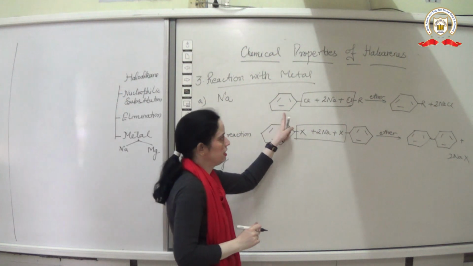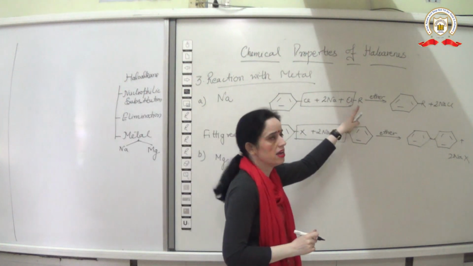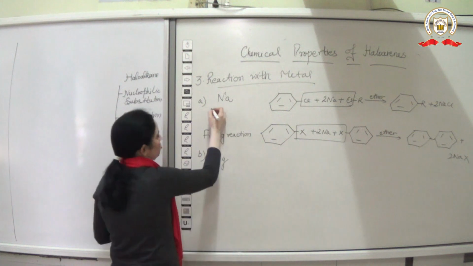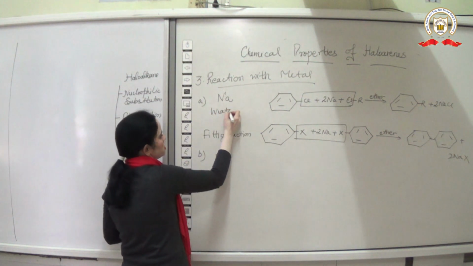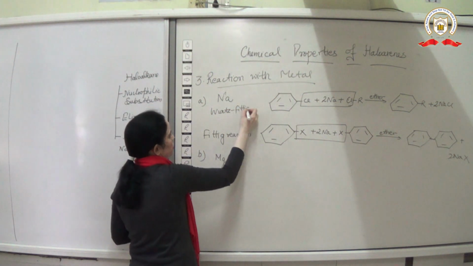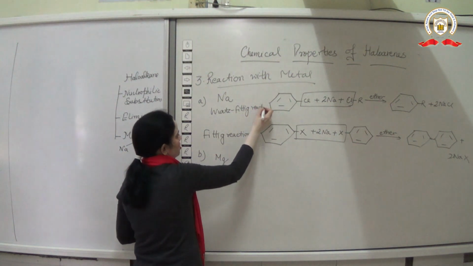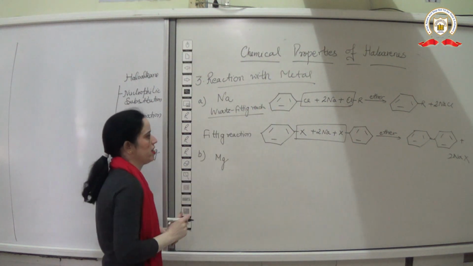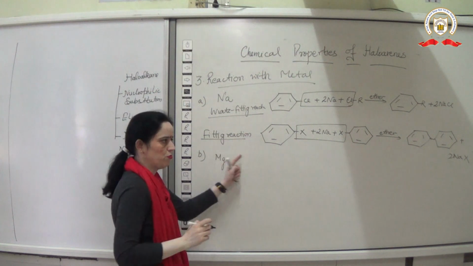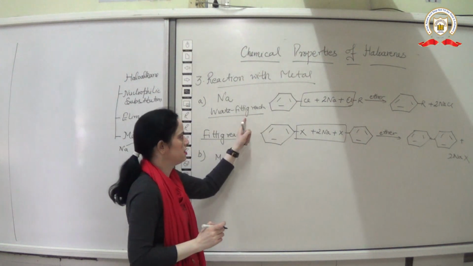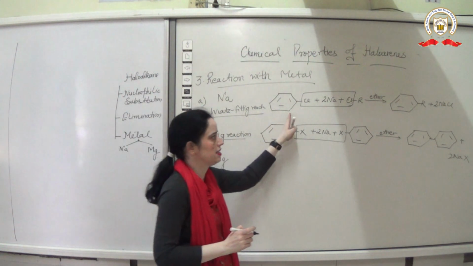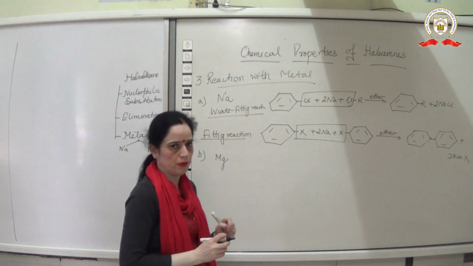And what about this? It has a ring, and it has the chain part. We are going to call it the Wurtz-Fittig reaction. So again there are two named reactions. One is the Fittig reaction, where both parts are rings, and this is the Wurtz-Fittig reaction, where one is the ring and the other is the alkyl part.